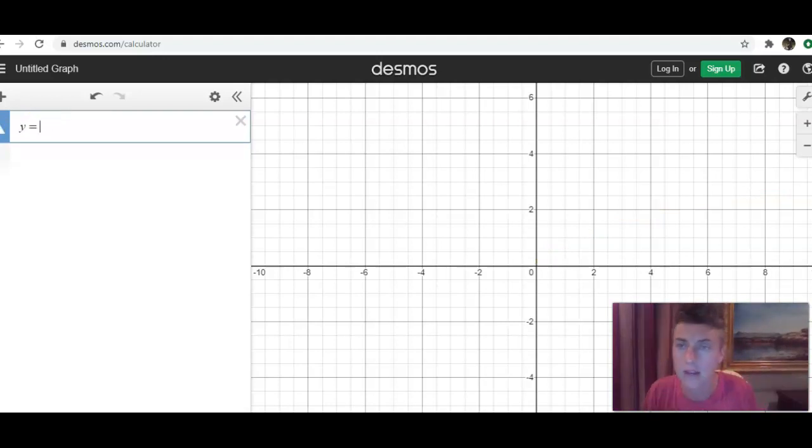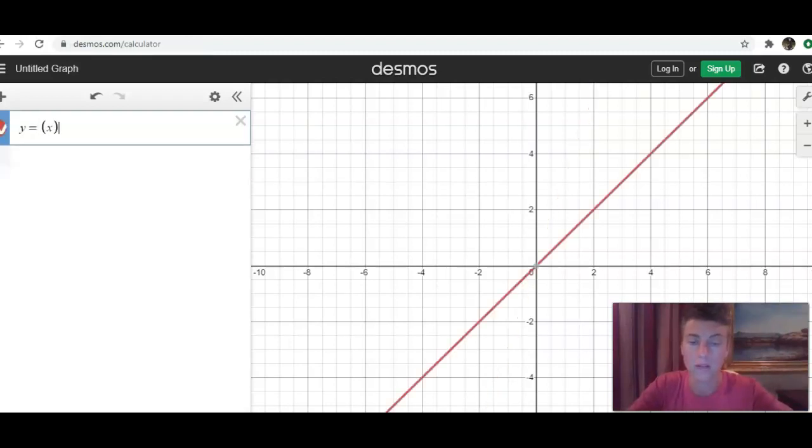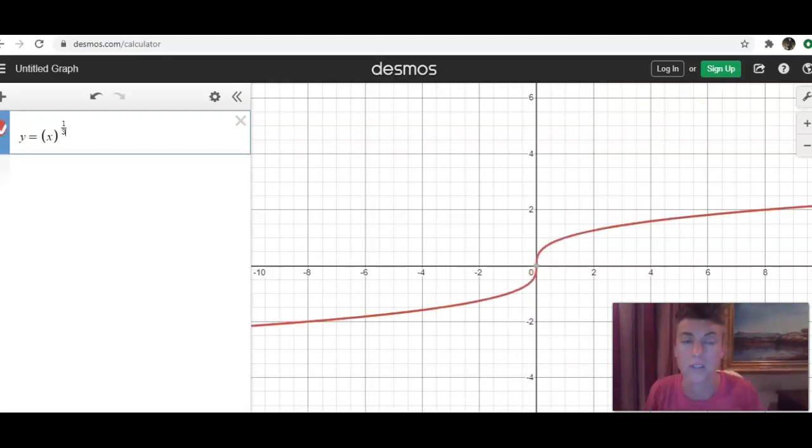How do I even put that in here? To the 1/3, which is the same thing. So this is the same thing as the cube root of x. I'm just not sure how to type in the cube root into Desmos right now. So I know that the cube root is the same as x to the 1/3. That might be something that's useful later. But this is the cube root of x graph. Looks a lot like the square root of x graph, except it continues on to the left.